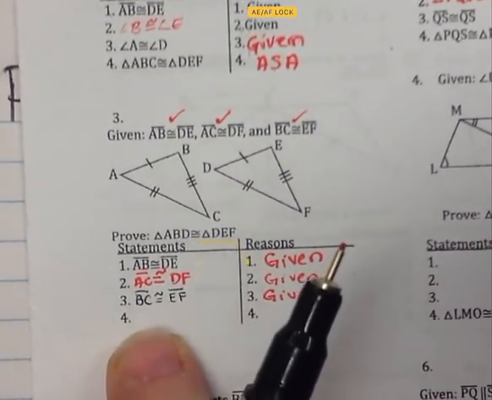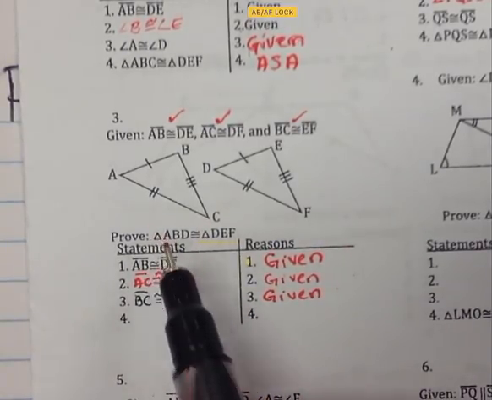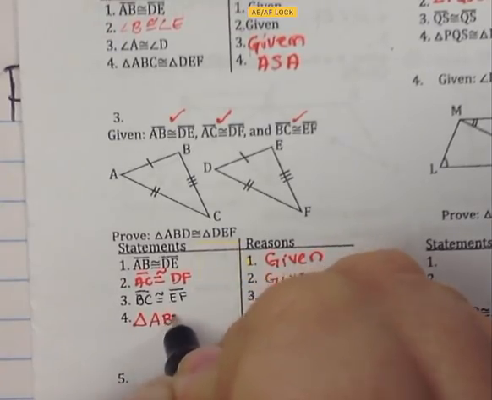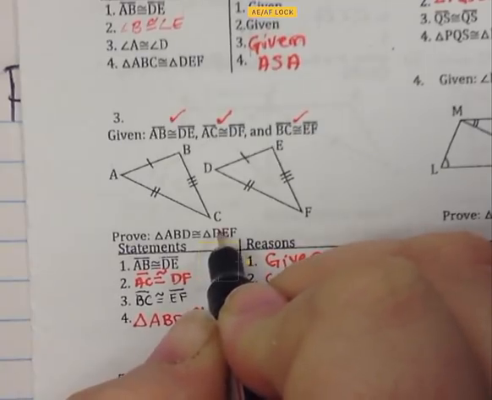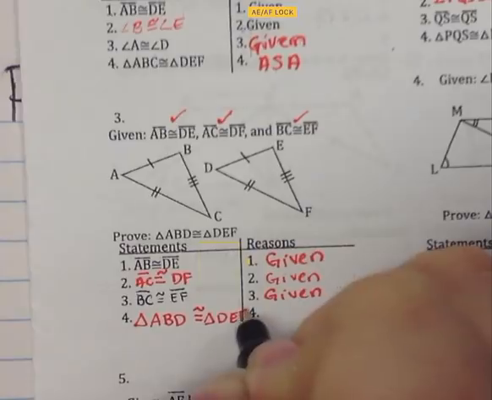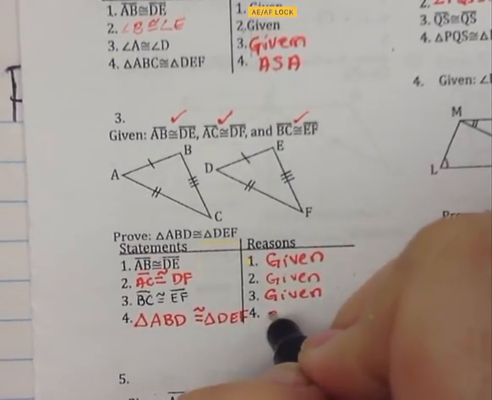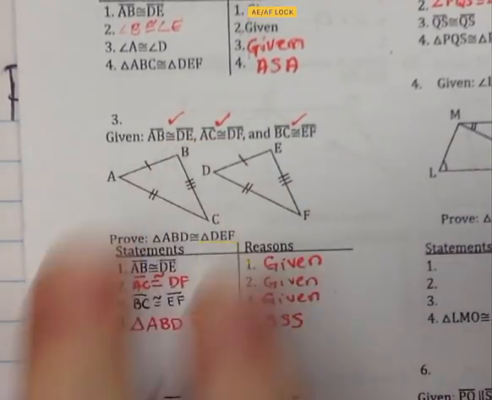So our final statement will be whatever our proof says. It says prove triangle, so we write out triangle ABC is congruent to triangle DEF. And what we put for the reason was side, side, side. And you could highlight those.